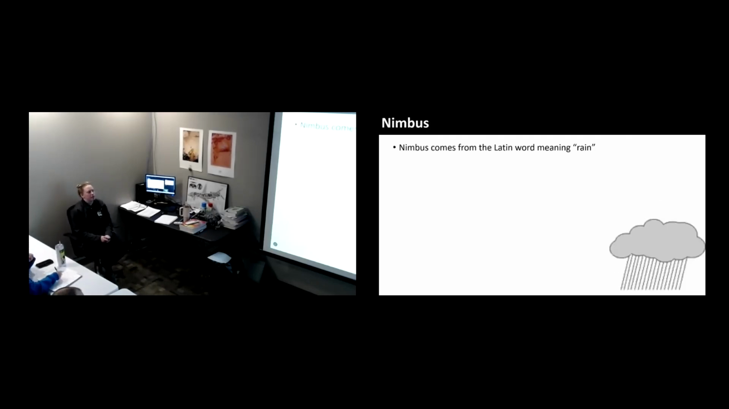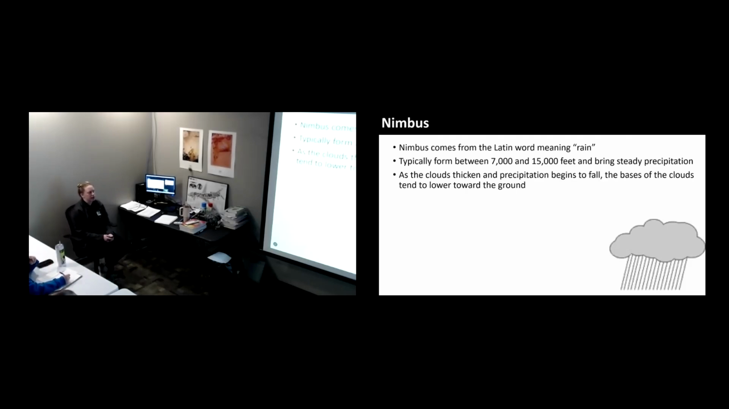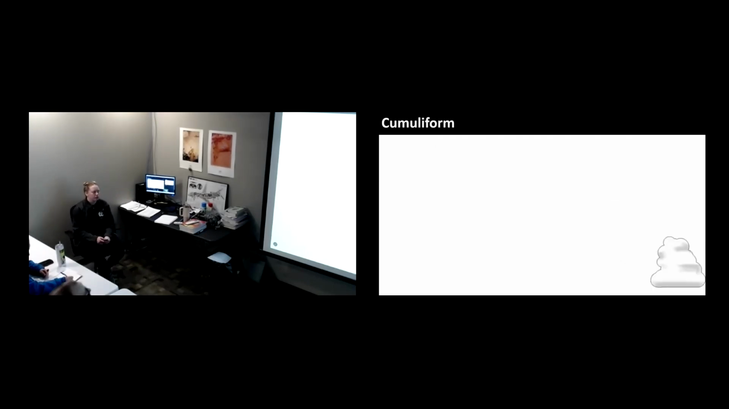Nimbus. Nimbus means rain. Typically form between 7 and 15,000 feet and bring steady precipitation. You don't need to know what altitude, just need to know that nimbus means rain. As the clouds thicken, the precipitation begins to fall. The bases of the clouds tend to lower towards the ground.